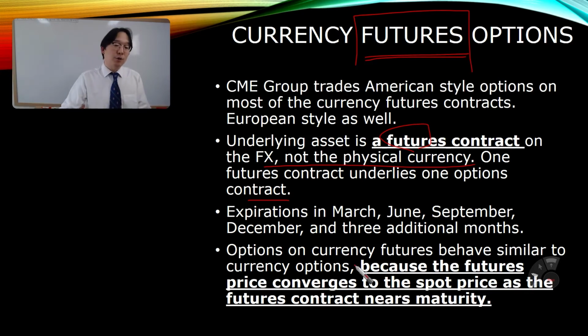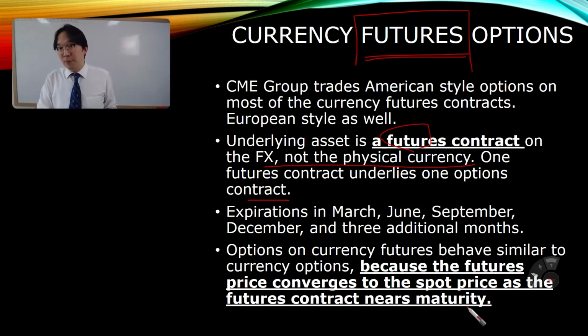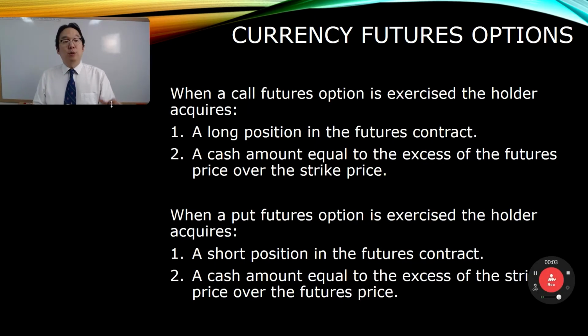And then options on currency futures behave similarly to currency options because the futures price converges to the spot price as the futures contract nears maturity. Right now, if you look 3 months down the road, the current spot exchange rate may be different from the forward or futures rate. But as you get closer and closer to maturity, the spot price and the futures price have to converge.